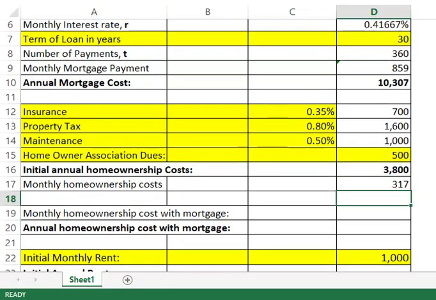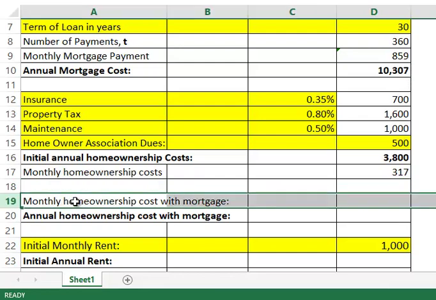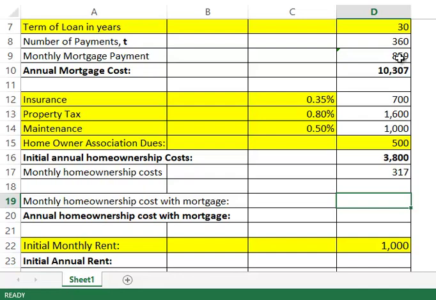So we've got to consider this again. It's not just the mortgage payment. So our monthly home ownership cost with the mortgage is going to be take the $859 and add the $317, isn't it? So we'll take this number and this number, add it together, right? And that's what you compare to renting, okay? Not just the mortgage payment. You can't say, oh, $859 is less than the typical rent in the area. No, you've got to add the home ownership costs as well. So equals the mortgage payment plus the home ownership costs, press enter, right?